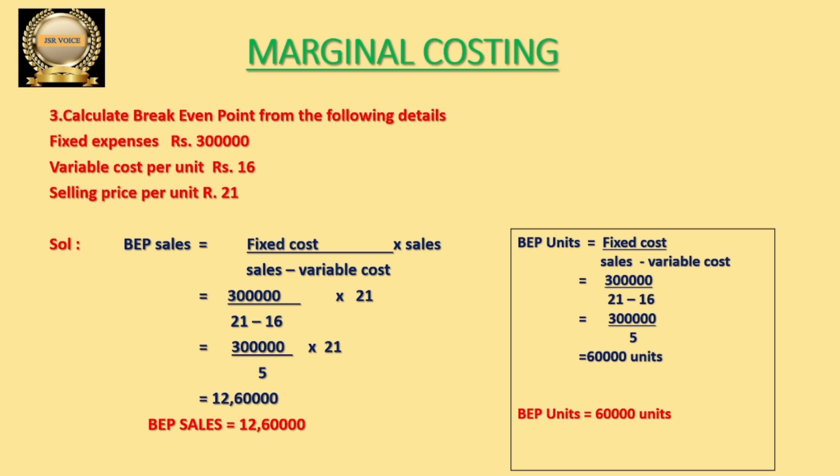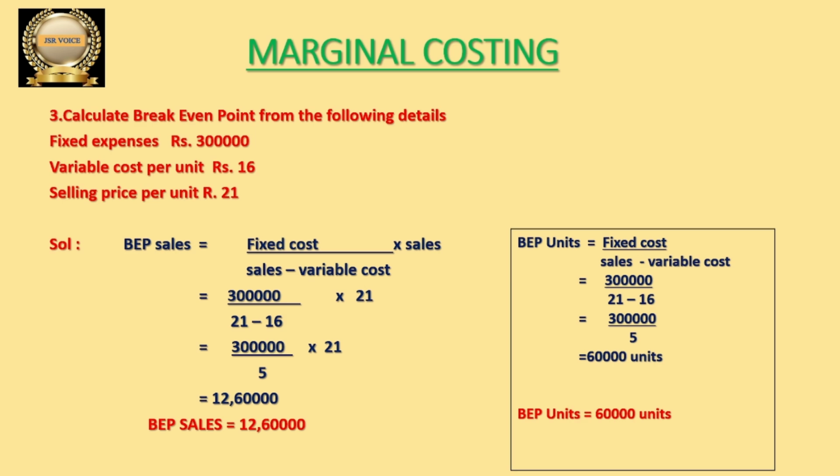Okay. And let us find out BEP sales. That calculation is given on the left side. You can see that in the place of solution. So here fixed cost, variable cost, selling price is given. We can apply BEP sales formula that I have given here. You can see that BEP sales is equal to fixed cost by sales minus variable cost into sales. So all items information is given in the question. That is why I have taken this formula.